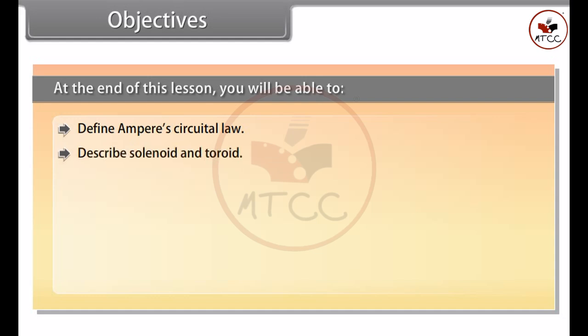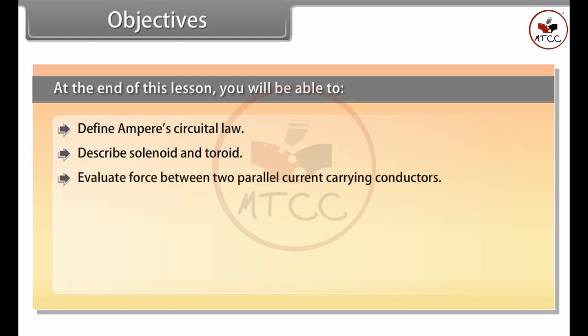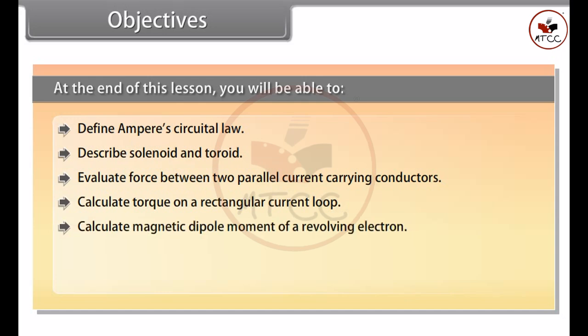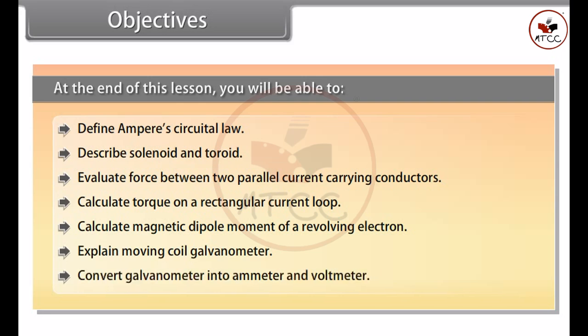Objectives. At the end of this lesson, we'll be able to define Ampere's circuital law, describe solenoid and toroid, evaluate force between two parallel current-carrying conductors, calculate torque on a rectangular current loop, calculate magnetic dipole moment of a revolving electron, explain moving coil galvanometer, and convert galvanometer into ammeter and voltmeter.